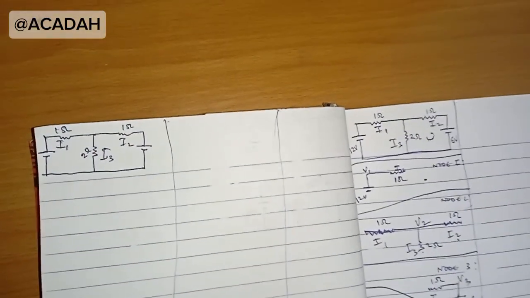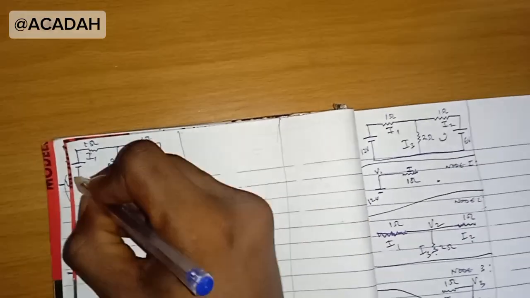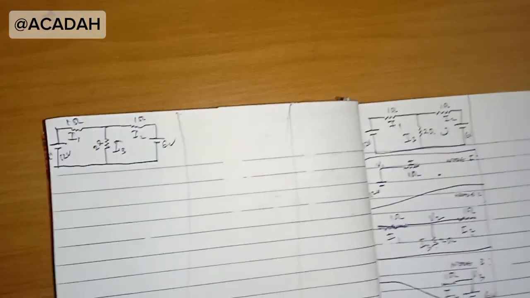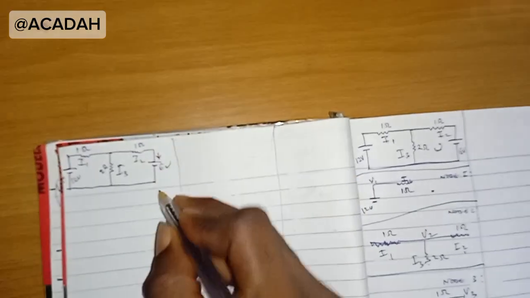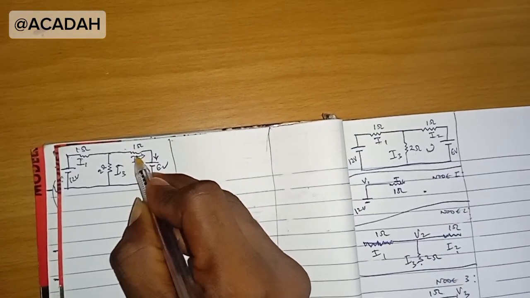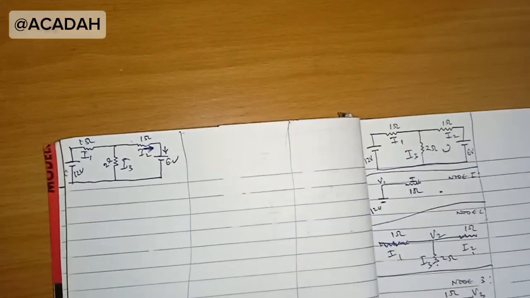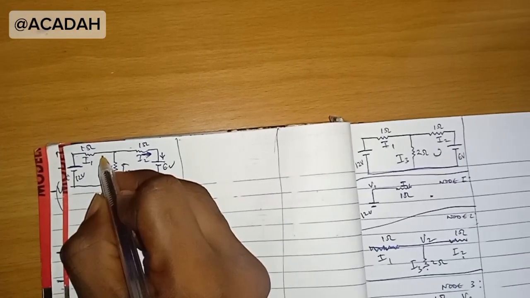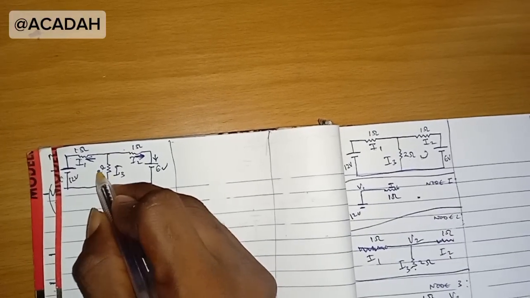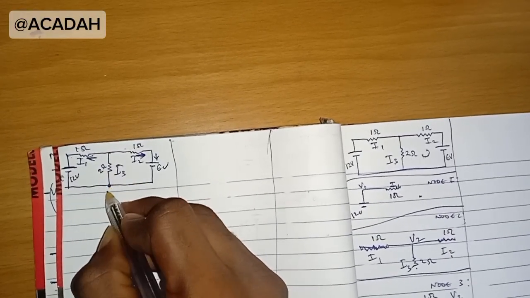Now that I have this, this is 6V, this is 12V. Current enters from the positive terminal. So that means this I2 is going like this. This is the positive terminal here, up here. That means this I1 is going like this. Then this is the ground. This is ground, V4.